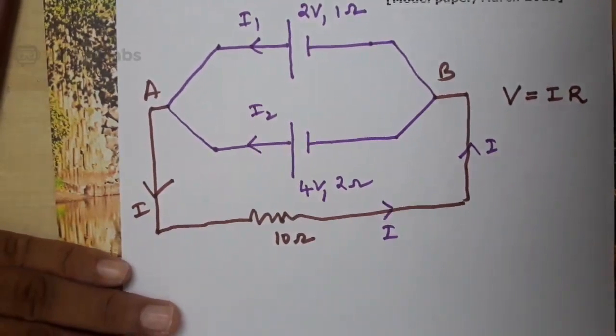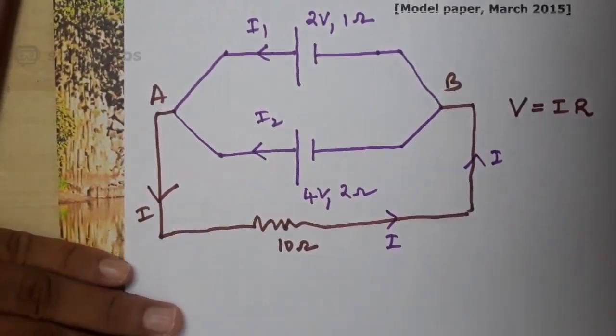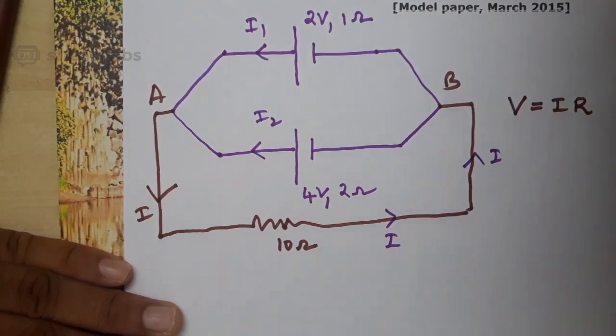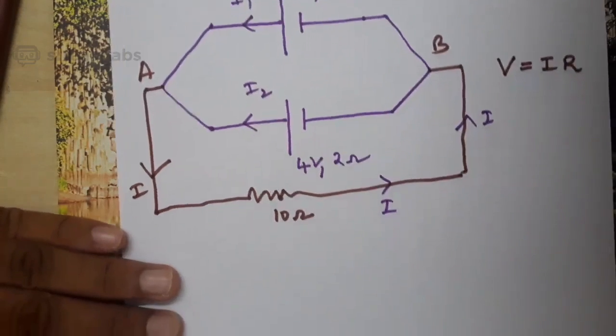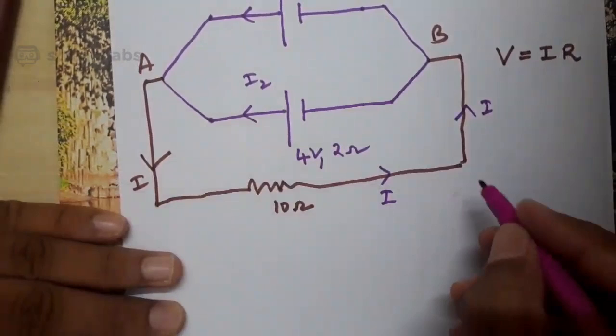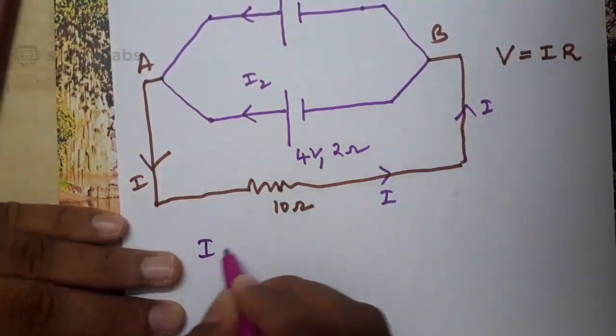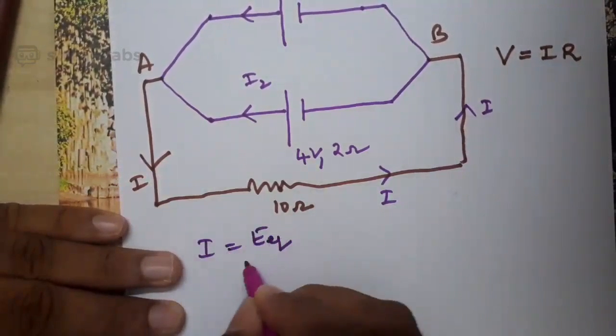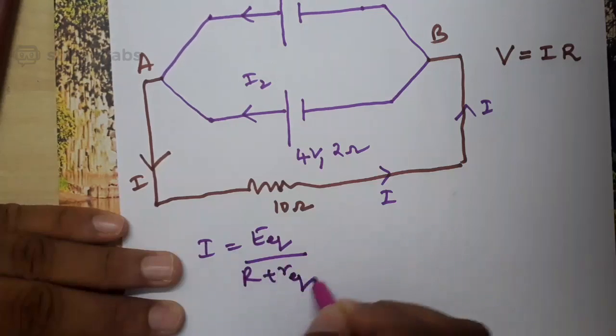Okay, now there are two different methods. One is the normal method of parallel combination and the other one is KVL, which you can use and find out. Let me explain the simplest method, the direct method. After that I will explain in terms of KVL also. So first of all I need a current. Current can be given by the formula E equivalent by R plus R equivalent.